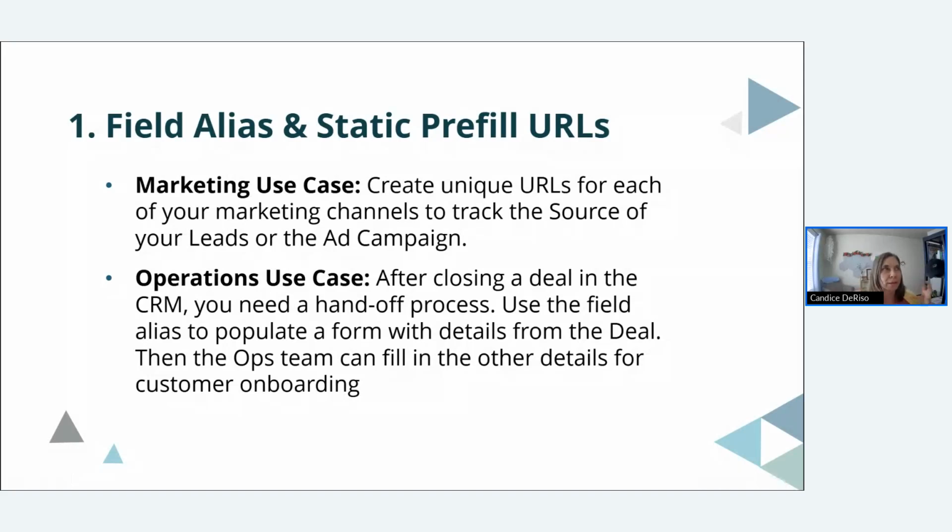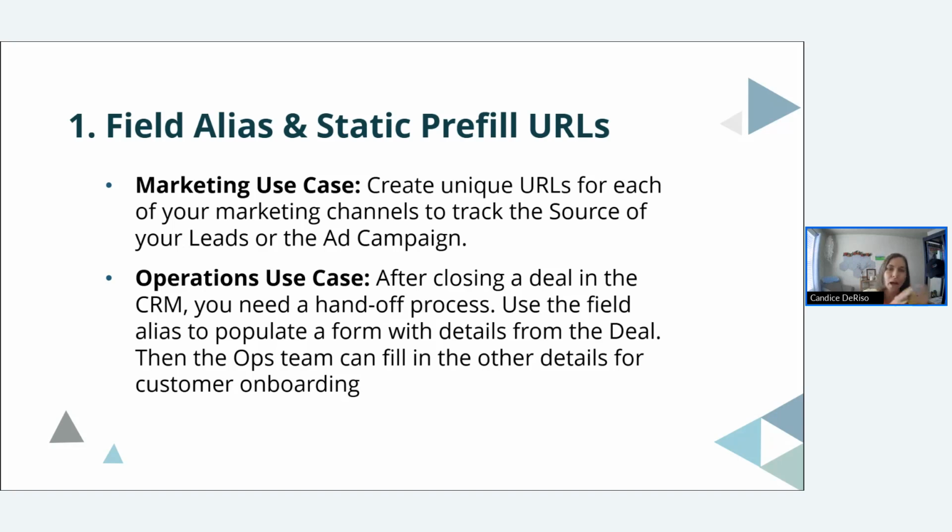For the field alias and static pre-fill URLs, and yes, I will go back to Zoho Forms in a minute, there are 2 probably really common use cases I've seen for it. One is the marketing use case, where you want to have unique URLs for, let's say, each marketing channel or each ad campaign. If you're in marketing, you've probably heard of UTM parameters. This could be UTM parameters plus. It's an attempt to better track all the things that you're doing.